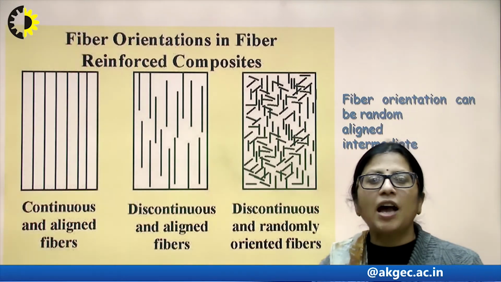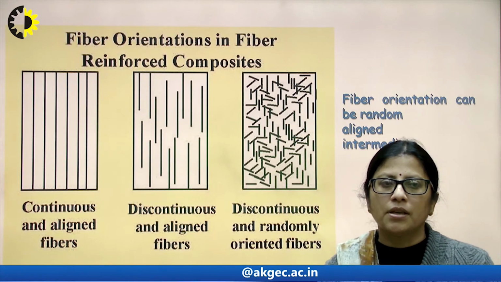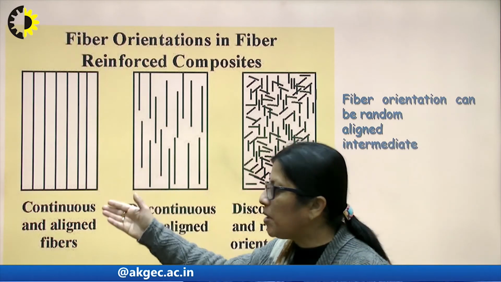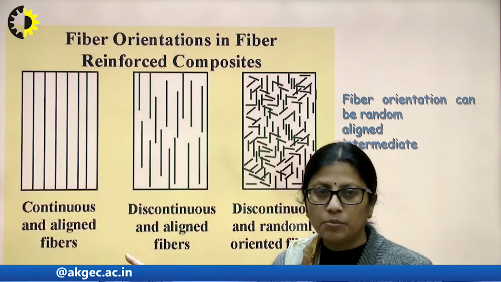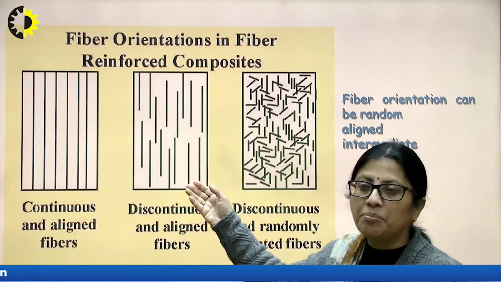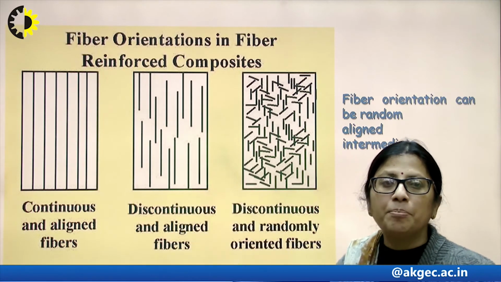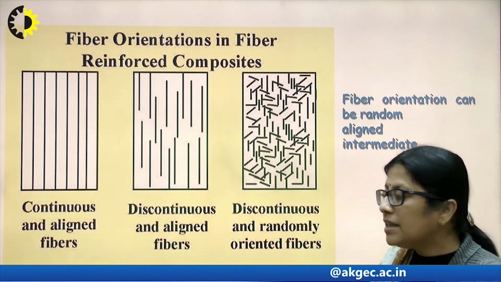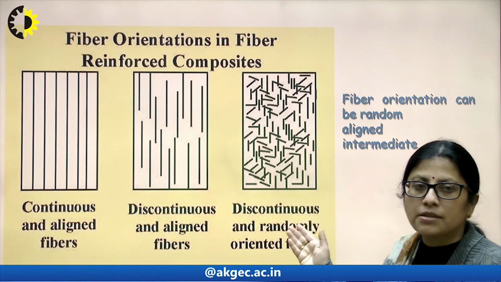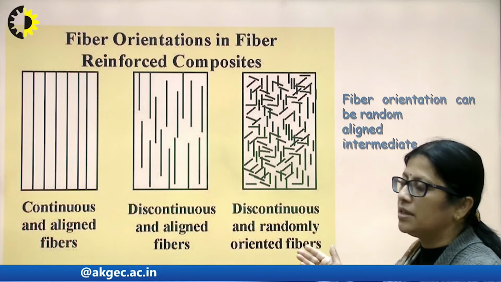Next is the fiber orientations in fiber reinforced composites. Now these fibers can be arranged in a continuous manner and aligned with each other, or these fibers can be shorter in length, that means they are discontinuous, and aligned in a particular direction. And the third type is that these fibers are discontinuous, and along with being discontinuous, they are randomly oriented fibers.